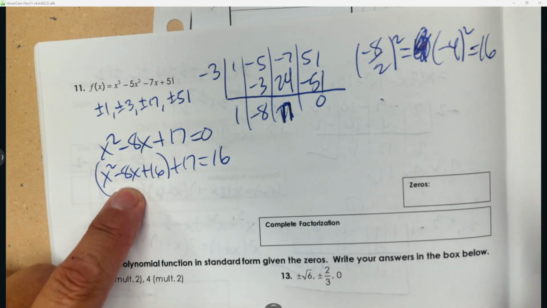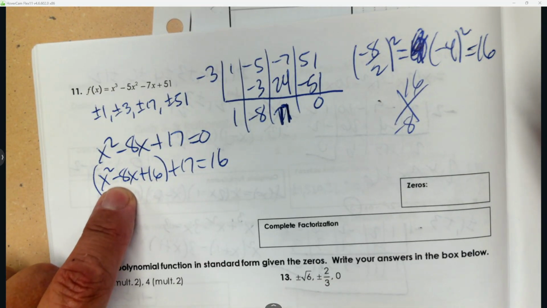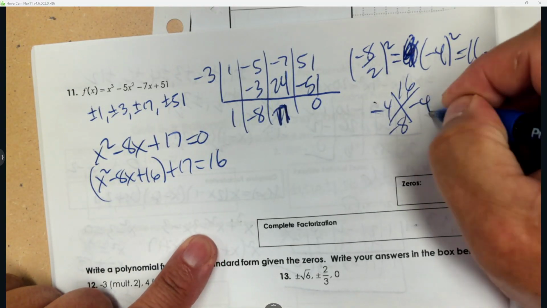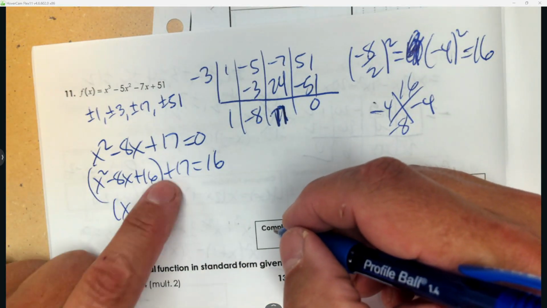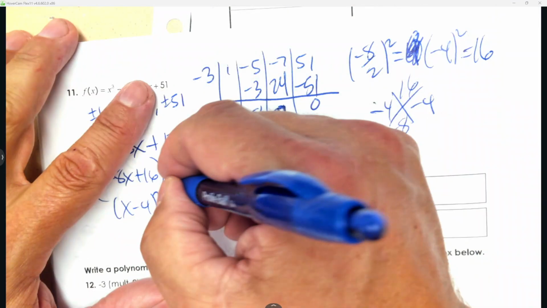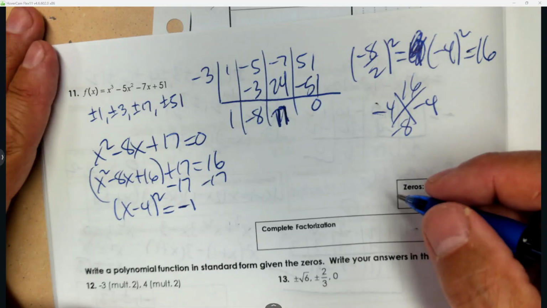Now, this first parentheses now is factorable. So like what two numbers multiply to 16 and add to negative 8? That's negative 4 and negative 4. So I write that as negative 4 squared. Then I'm going to subtract 17. When I subtract 17, I get negative 1.